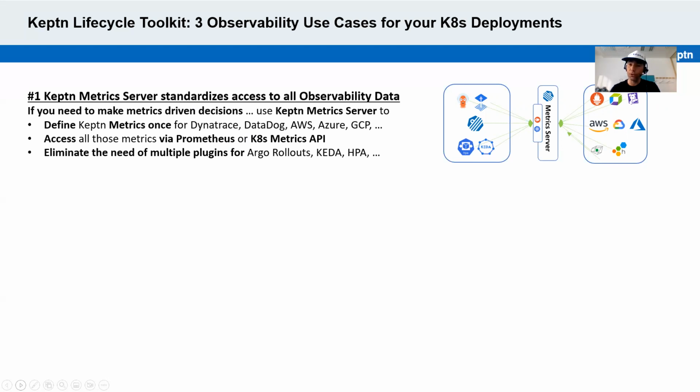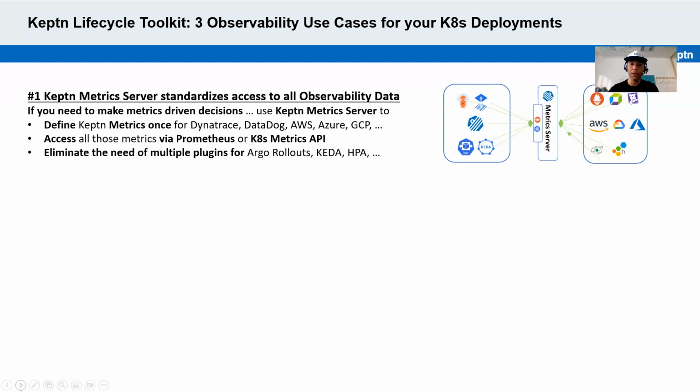If you have multiple data sources right now in Kubernetes, you would need to maintain point-to-point integrations from Argo Rollouts, Flux, Keda, and HPA. They all have some plugins already, but it's really hard to maintain. And especially as you move from one tool to another, from one observability platform to another, it's going to be really hard to maintain this. Therefore, the Keptn Metrics Server is really unifying and standardizing access to this data. You can install the Keptn Metrics Server completely standalone. It's part of the toolkit.